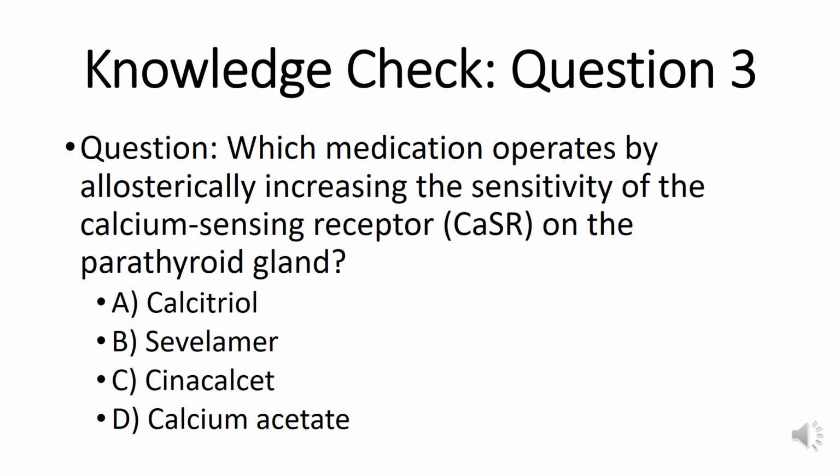Therefore, the key takeaway is clear. The medication that allosterically increases calcium sensing receptor sensitivity is cinacalcet. So the correct answer is option C, cinacalcet.